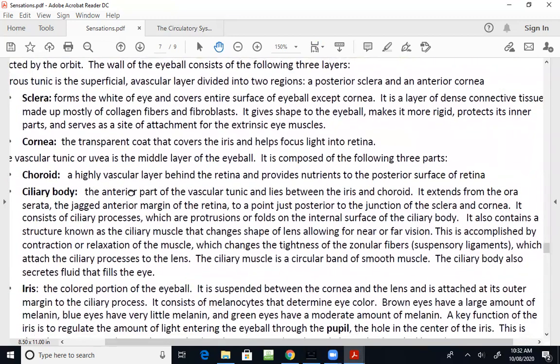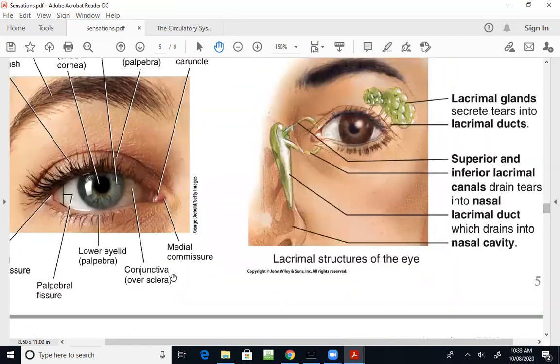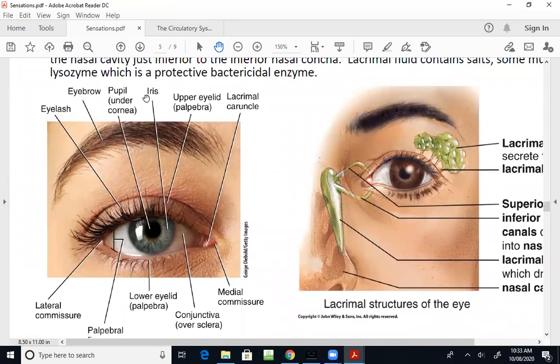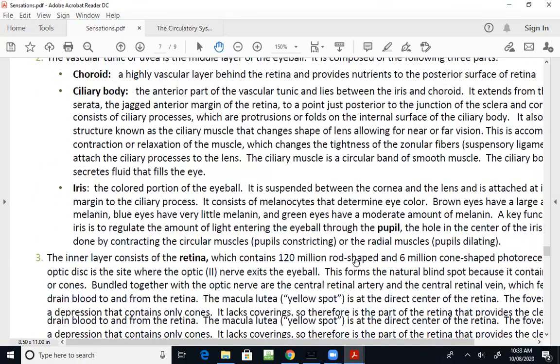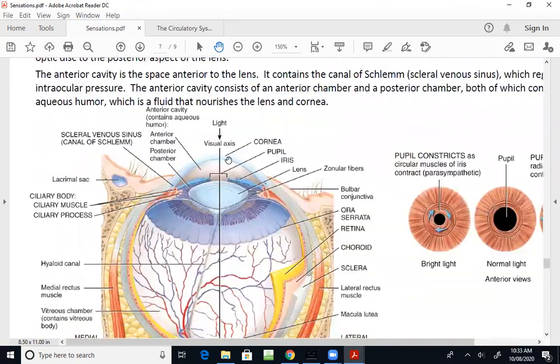The cornea is the transparent coat covering the iris and helping to focus light into the retina. Going back to this picture, it was described here under pupil, it says under cornea. So this is a clear membrane that light has to pass through on its way towards the interior parts of our eyes.